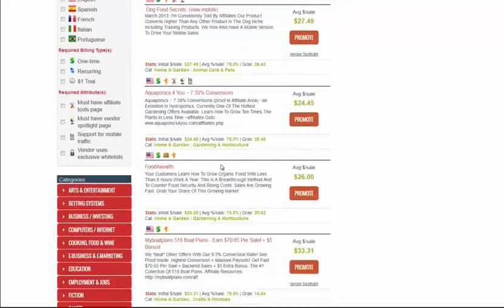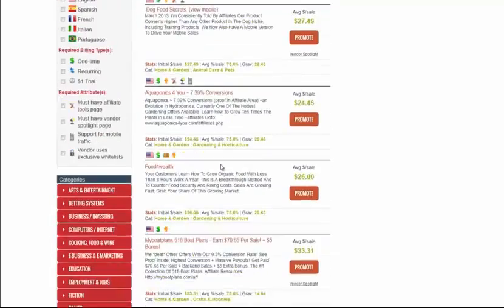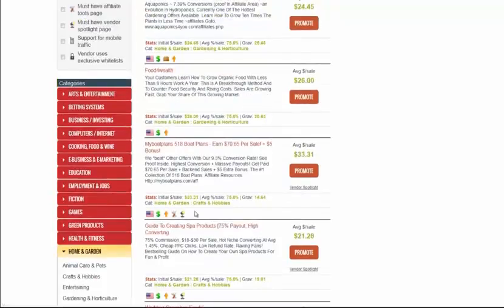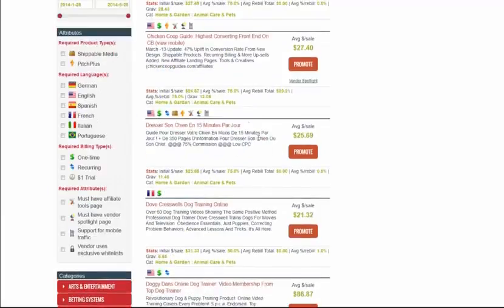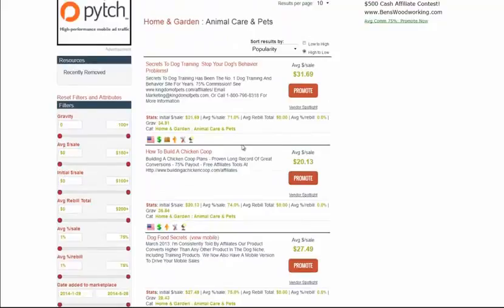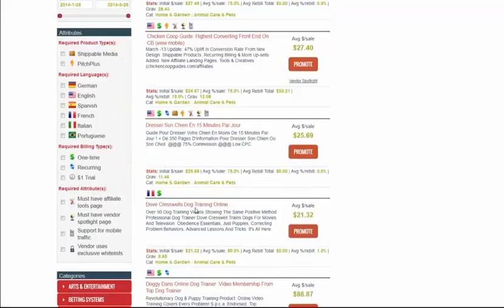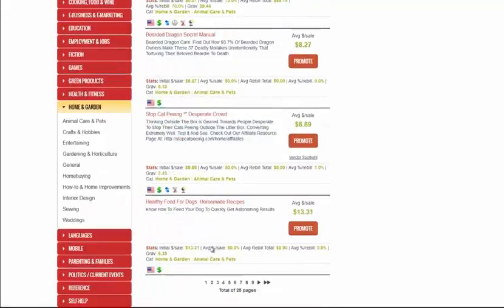For example, dog training. Not that we can see them all here, but if I go into animal care and pets, so we're in home and garden, and this is just the basic category, and drill down further, I'll probably find some more dog training products right here. So we've got secrets to dog training, dog food secrets, covering a similar thing. Dog training online, another online dog trainer. Now more dog food. So dog food would almost be a slightly different niche to dogs. So there's an example right there.